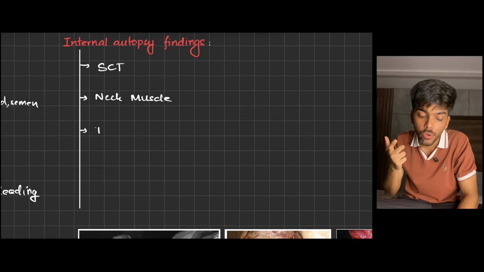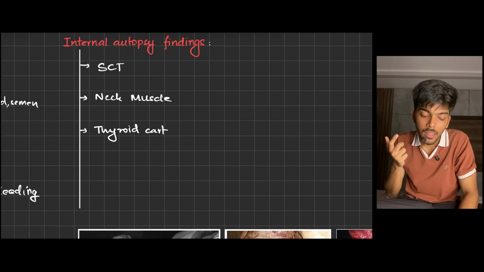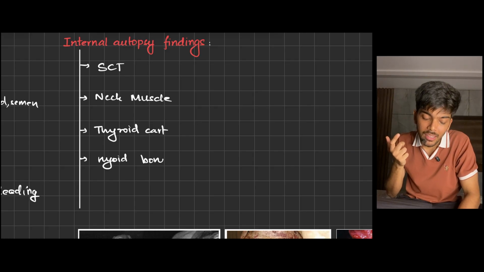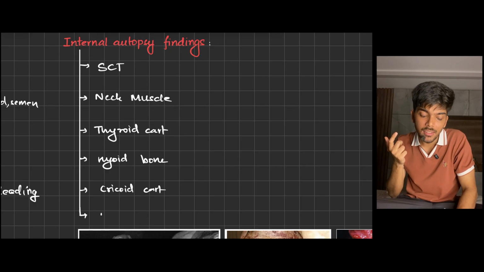What cartilage and bone? You get thyroid cartilage. Then you get hyoid bone. And then you get cricoid cartilage. You remove the cartilage and bone, what do you get? You get the inside of the larynx.